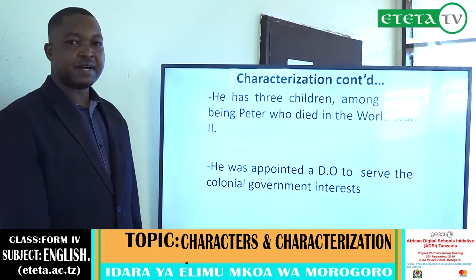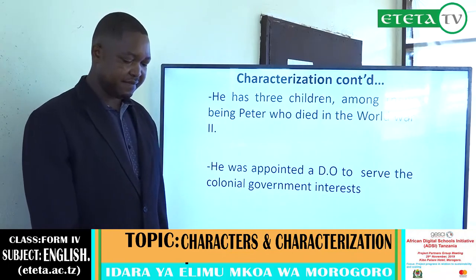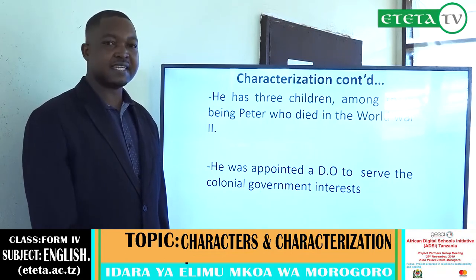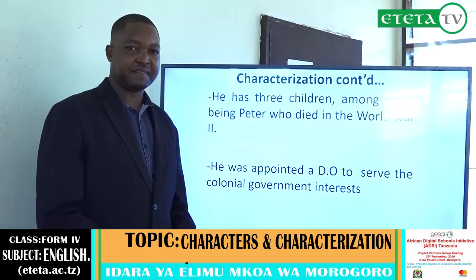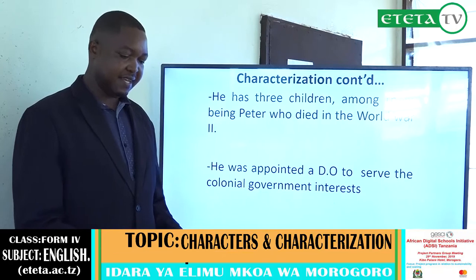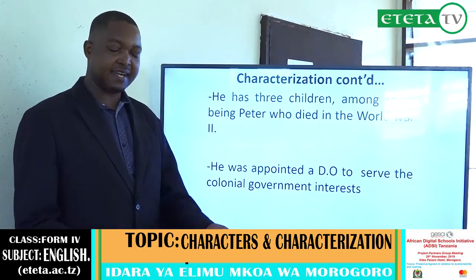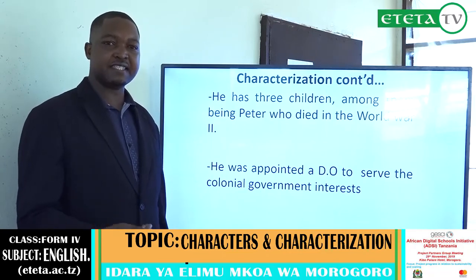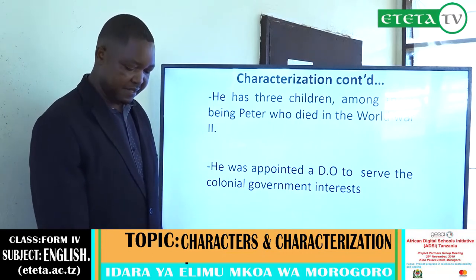And we are told that Mr. Horans was appointed as a DO, district officer, to serve the colonial government's interest. You know, most of the settlers were very close to the colonial government because most of them were white people, with the exception of a few like Jacobo, who were black settlers. And therefore, all the favors from the government were given to them. Like Mr. Horans was promoted to be a DO, a district officer. A very big land during that time.